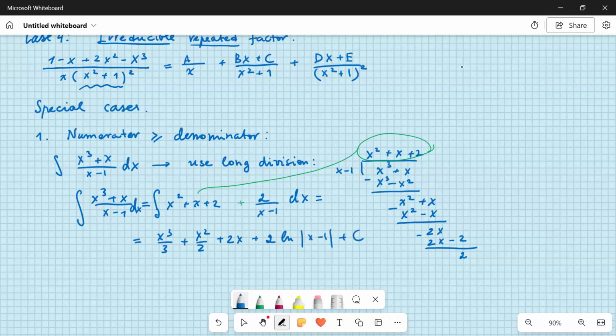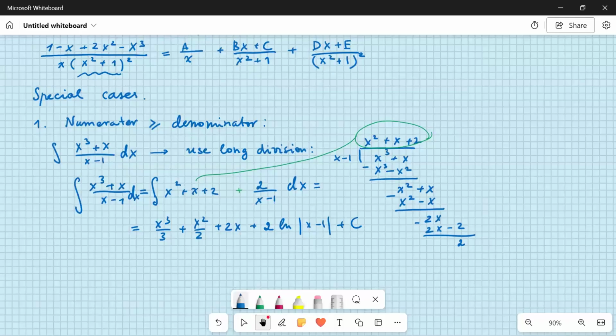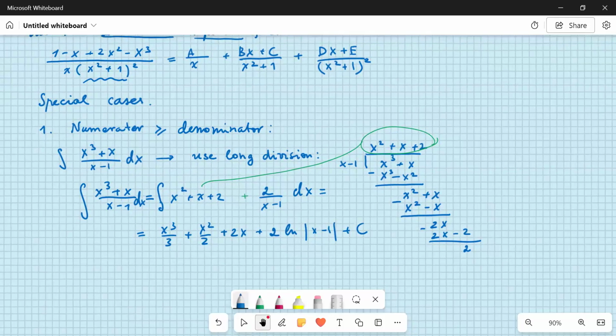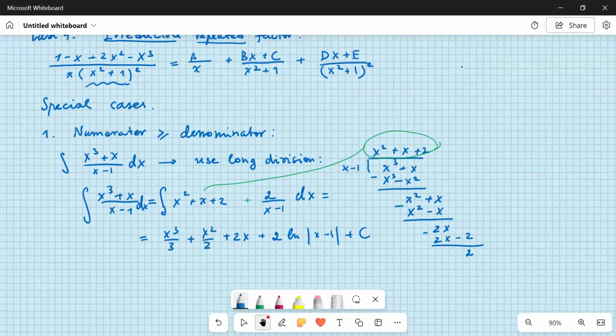And let me remind you that not always everything from the denominator is going to become the argument of ln. Actually, anything else besides a linear factor is not going to become one. Okay, so this is what we do when the power of the numerator is greater than the denominator. We use the power, or the degree.